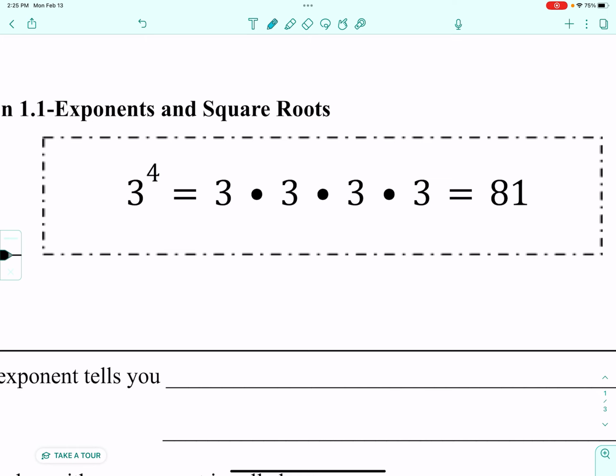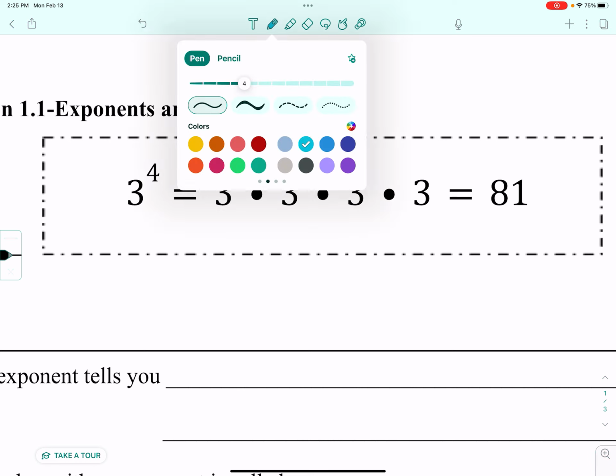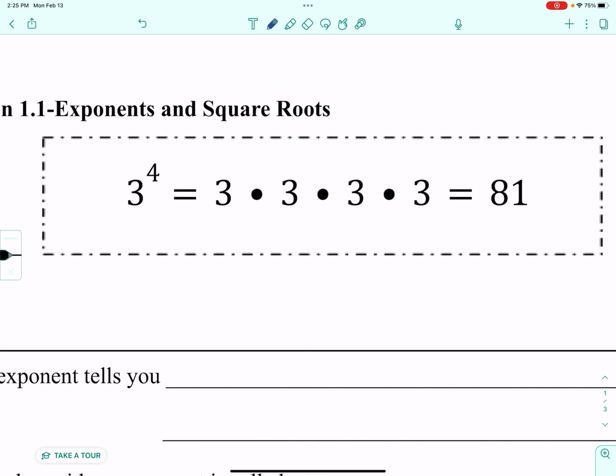So when we talk about exponents, we are talking about the little bitty number at the top, and each exponent is like a modifier for a base. Now, that exponent tells you how many times to multiply the base by itself.